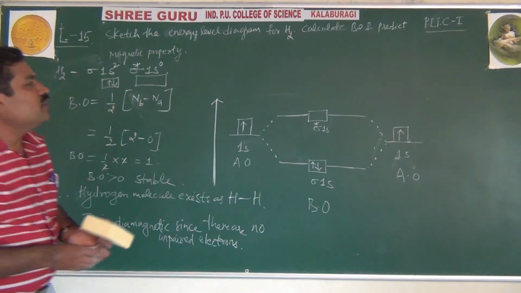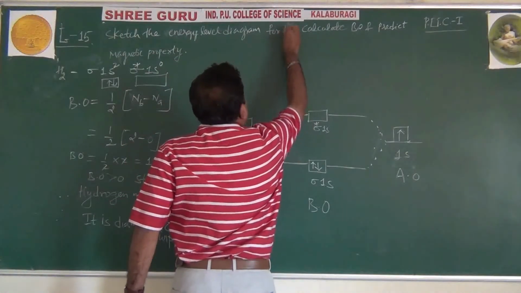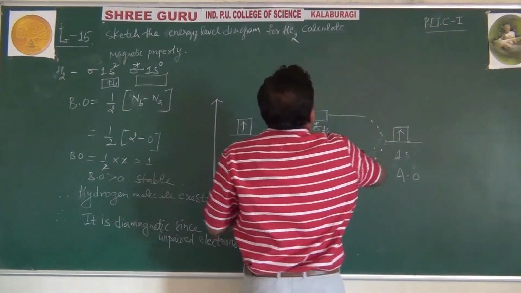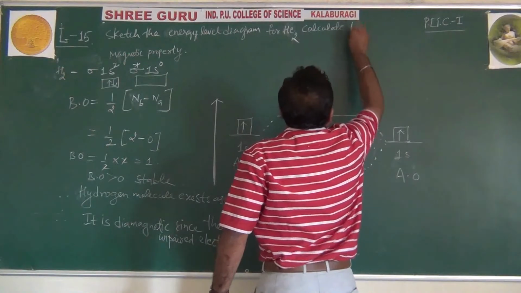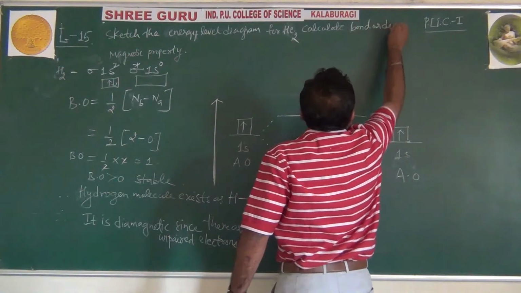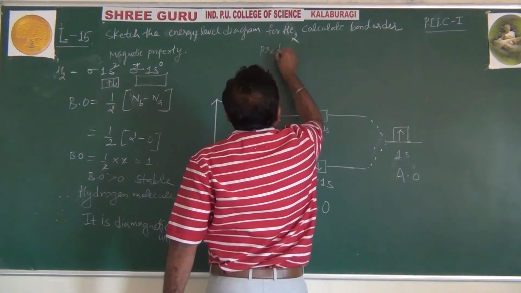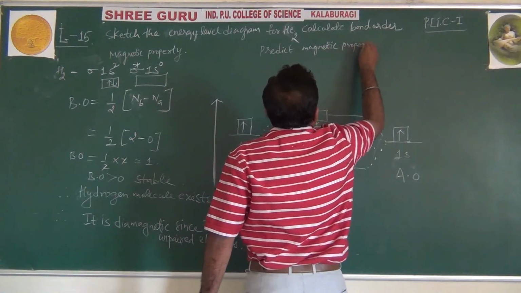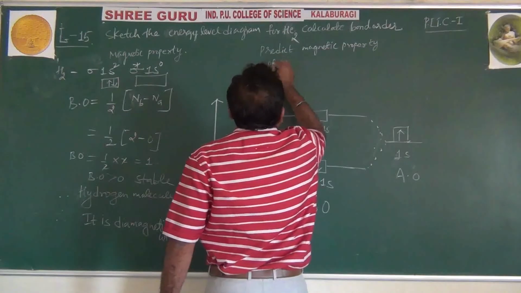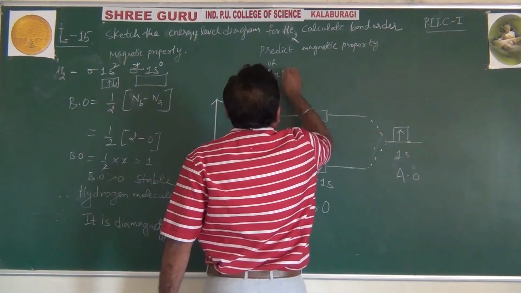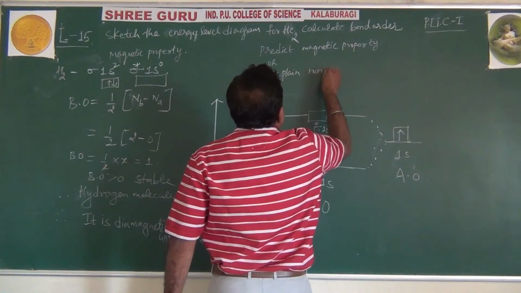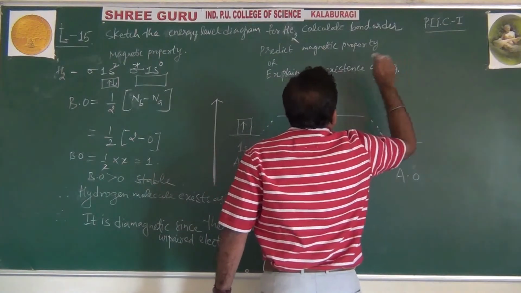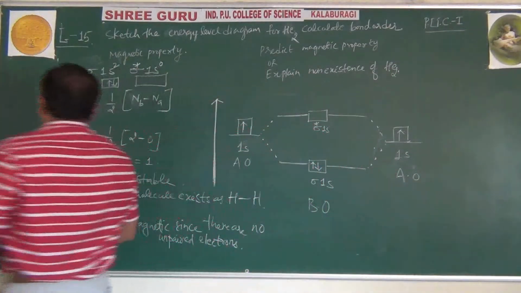Now next question. Sketch the energy level diagram for helium. Next one, He2. Calculate bond order. Predict the magnetic property, or explain non-existence. Energy level diagram. This is a question.